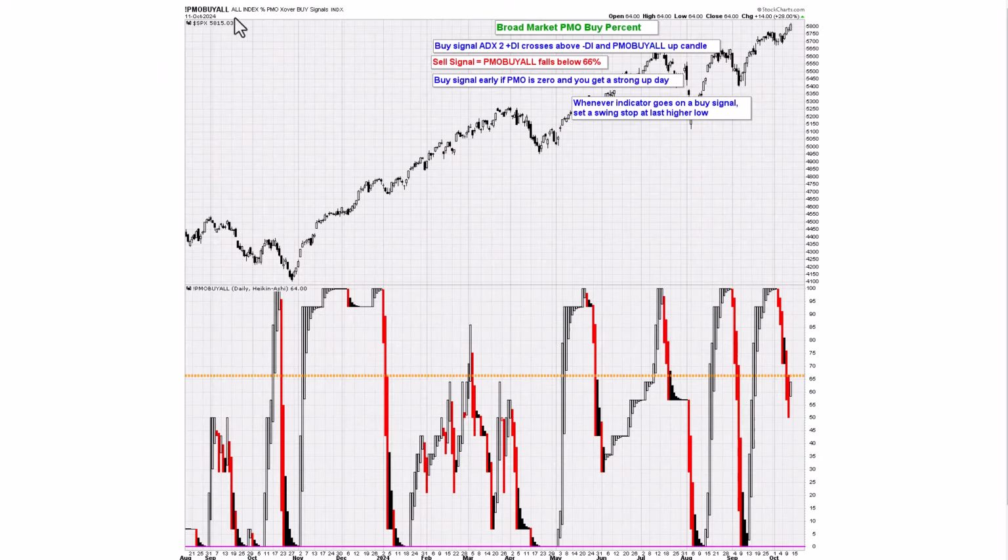Next, chart 35. Here's one I haven't shown for a while. This is the PMO buy all indicator. And it's kind of a breadth indicator as well. But when this typically falls from overbought to below 66% here, that can give you a sell signal. And it is below here. So right now, this is giving a little warning for the market to be aware of.